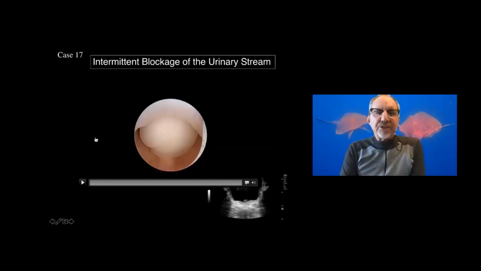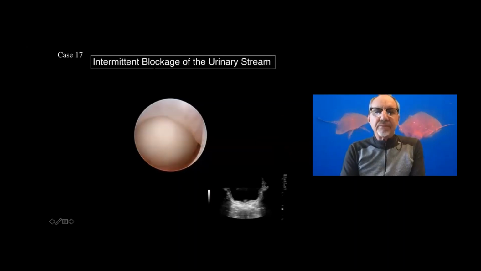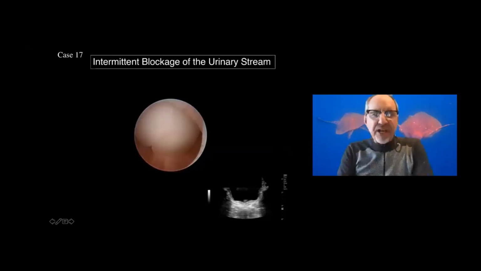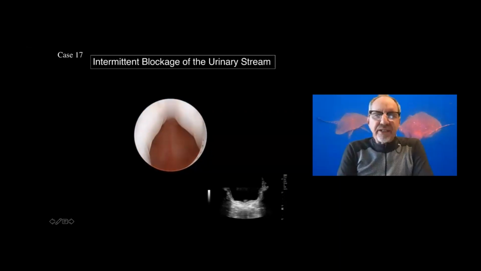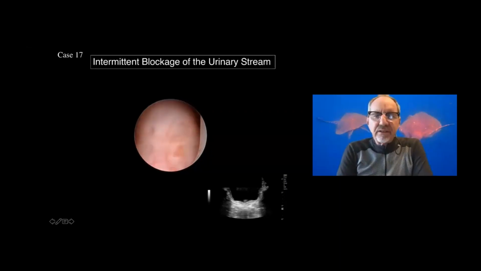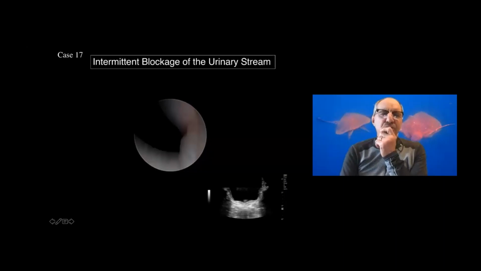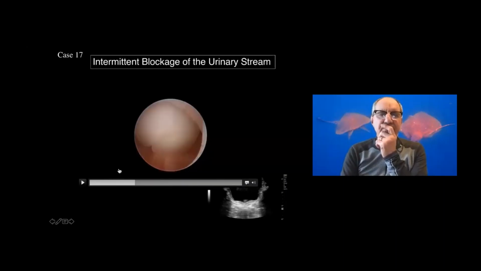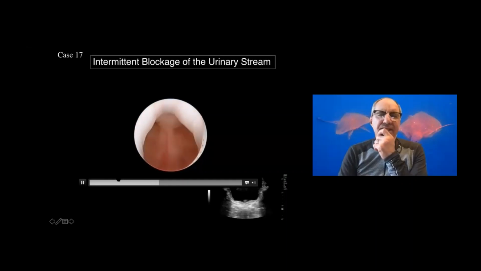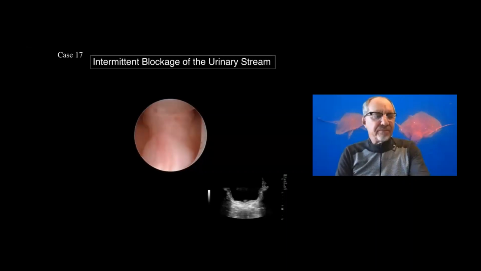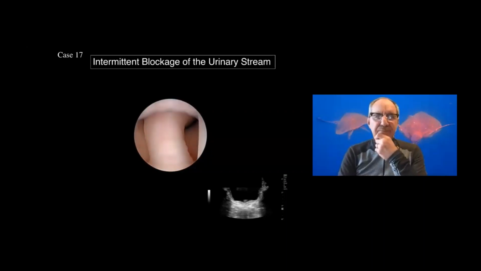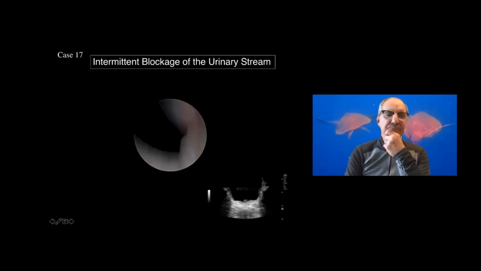All right, case number 17, intermittent blockage of the urinary stream. And you do endoscopy, and this is what you find. So what is your diagnosis? And is this a pediatric urologic emergency? All right, interesting.